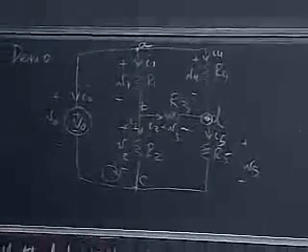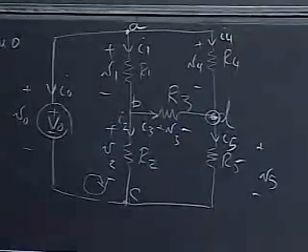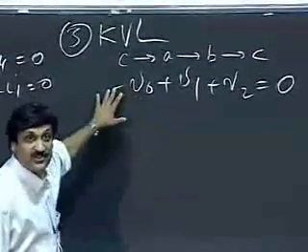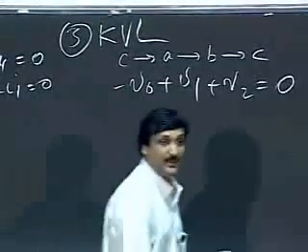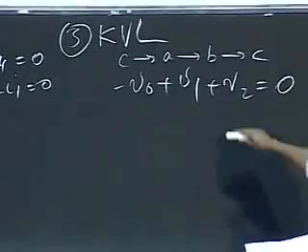And a convention that I like to follow is, as I go through the loop, I write down as a sign for the voltage the first sign that I encounter for that element. You can do the exact opposite if you want, just to be different. But as long as you stay consistent, you will be okay.